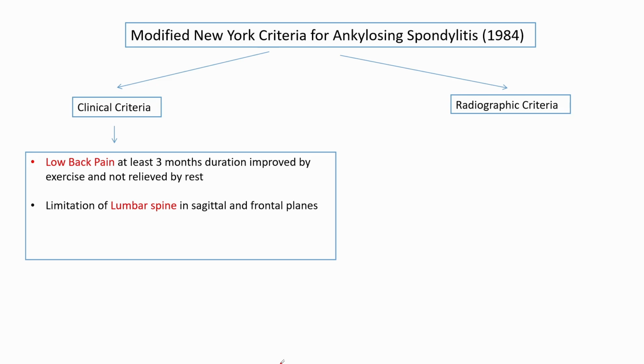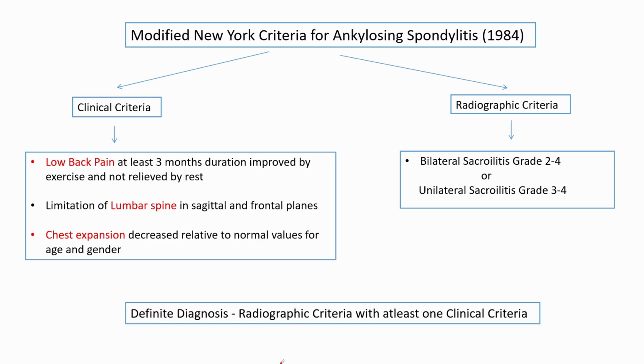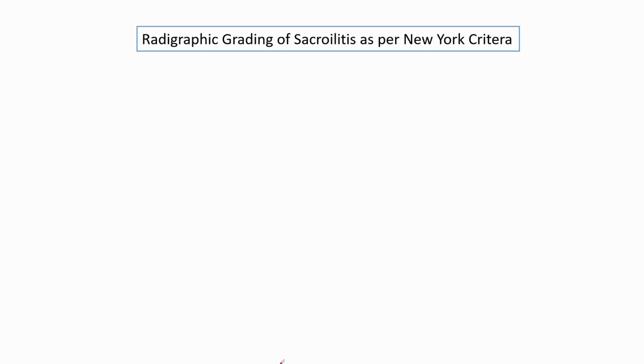Second is limitation of lumbar spine in sagittal and frontal planes. And third is limitation of chest expansion relative to normal values for age and gender. The radiographic criteria is either bilateral sacroiliitis of grade 2 or higher or unilateral sacroiliitis of grade 3 or higher. A definite diagnosis of ankylosing spondylitis is made when there is presence of the radiographic criteria with at least one clinical criteria. So what are the radiographic grading of sacroiliitis as per this New York criteria?